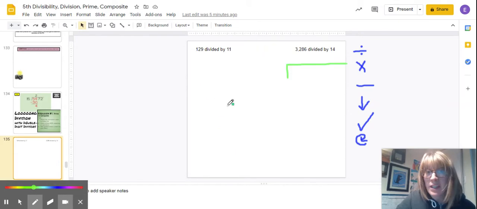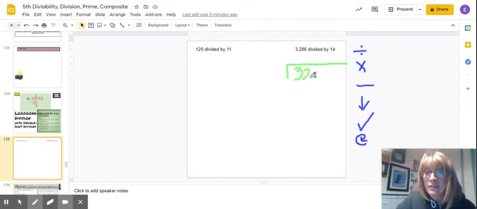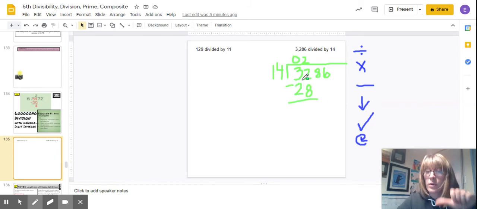So our final example here, 3,286 divided by 14. So this is our dividend. It will be divided in the end into groups of 14. Okay, so first we must divide. How many times does 14 divide into 3? Well, 0. But what about 32? 14, 28. So it fits 2 times. 28. Okay, then we subtract: 32, 31, 30, 29, 28.